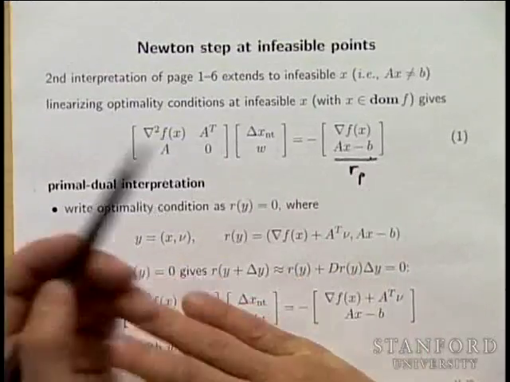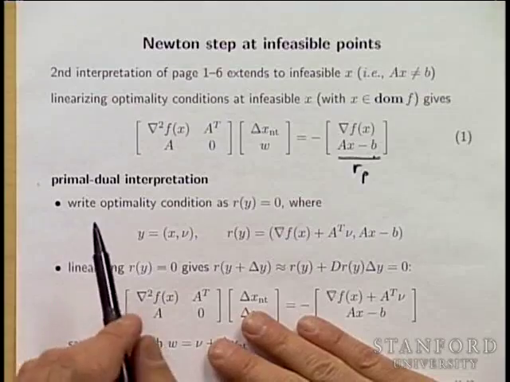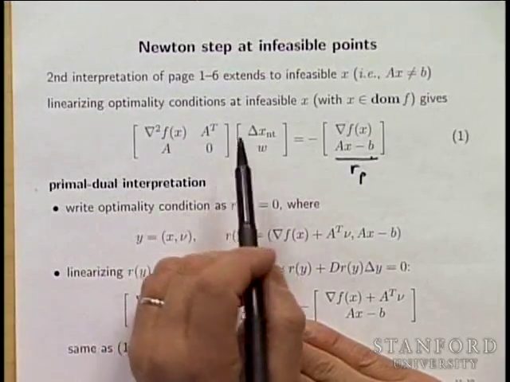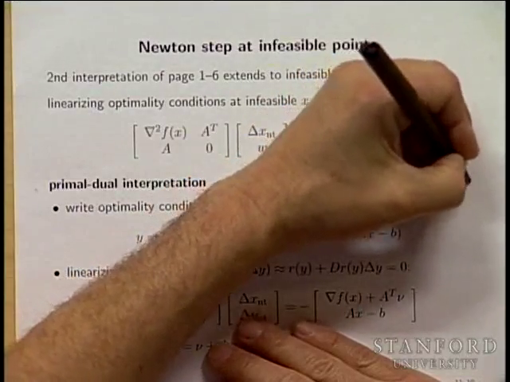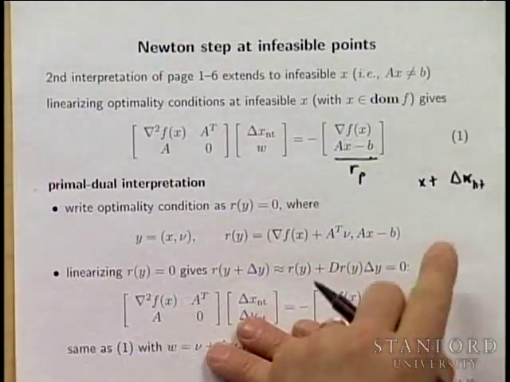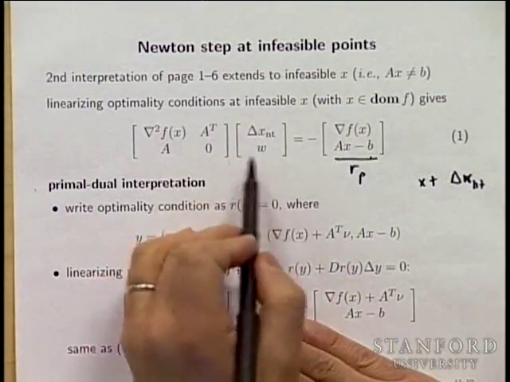We can actually work out a couple of interesting things. We can see the following: x plus the Newton step delta x is always feasible, and you can see that directly from this bottom row.